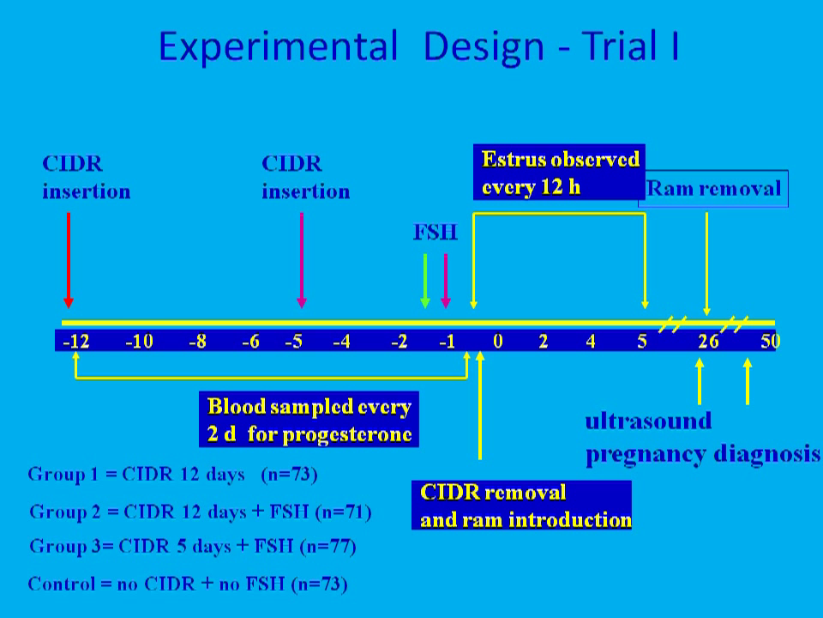And we kept the rams with them to give them an opportunity to cycle twice. And then when we removed the rams, after 26 days, we did pregnancy diagnosis by ultrasound to see which ewes were pregnant from that first opportunity to breed. And then we did pregnancy diagnosis again between 45 and 50 days to pick up ones that had shown a second estrus and ovulated from that and conceived at that service.